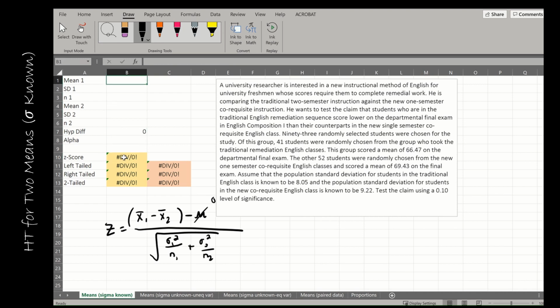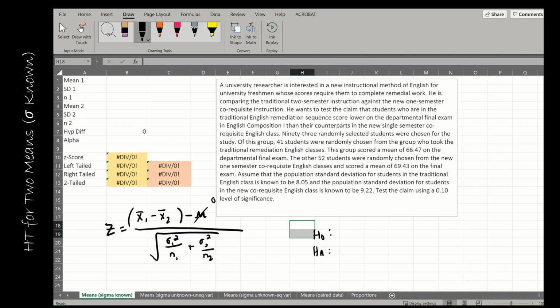We have a university researcher interested in a new instructional method for English for university freshmen whose scores require them to complete remedial work. He's comparing traditional two-semester instruction against the new one-semester co-requisite instruction. He wants to test the claim that students who are in the traditional English remediation score lower. So you've got to be super, super detail oriented on these questions, because what we're trying to do is determine, again, this is a hypothesis test, so I have to determine my null and my alternative hypothesis.